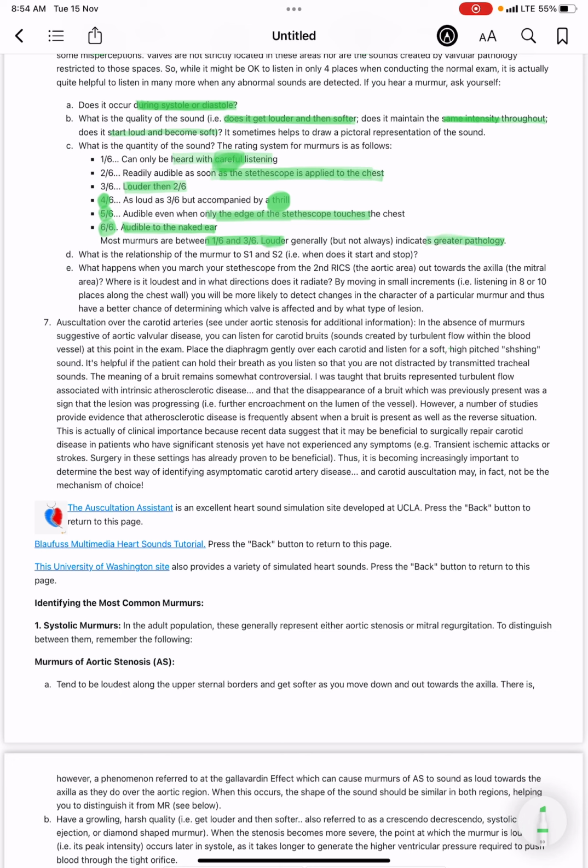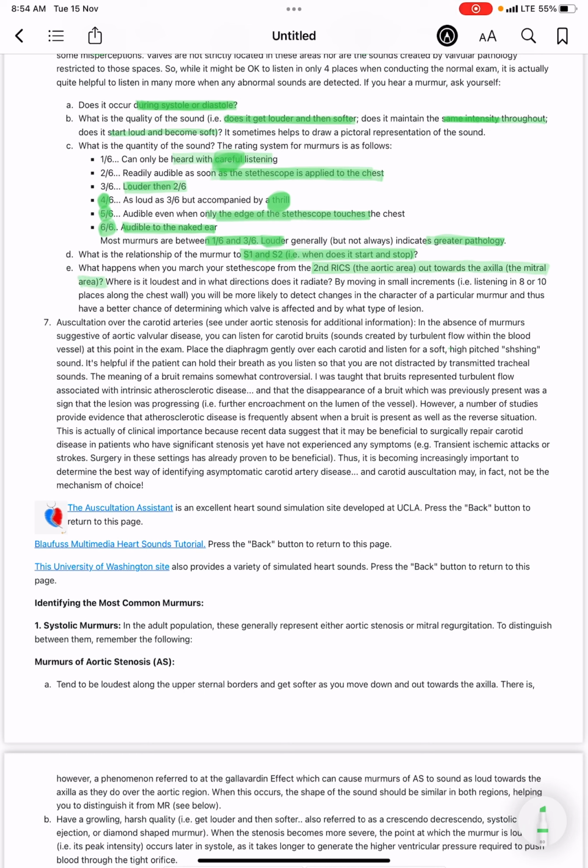What is the relationship of the murmur to S1 and S2? When does it start and when does it stop? What happens when you march your stethoscope from the right second intercostal space out towards the axilla, the mitral area?